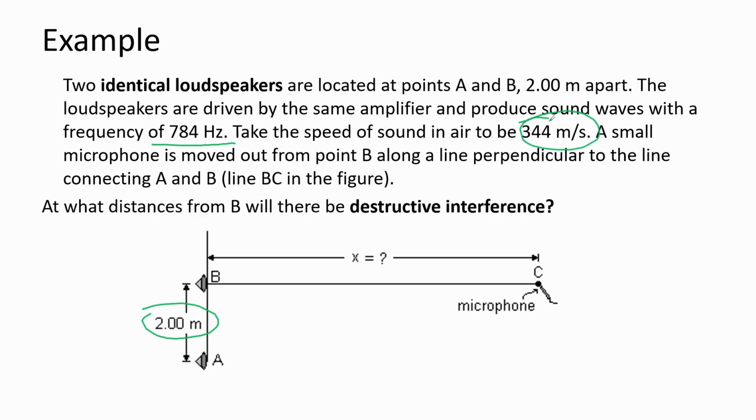A small microphone is moved out from point B along a line perpendicular to the line connecting A and B. At what distances from B will there be destructive interference?